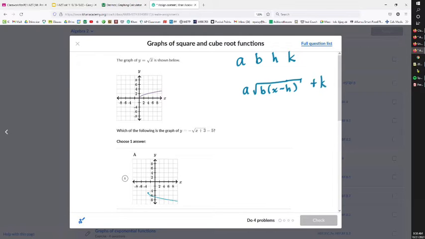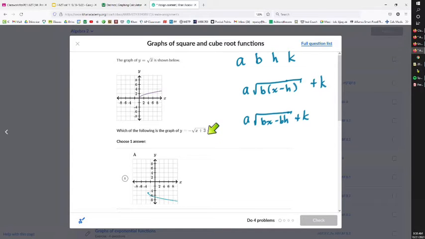Now, this is the really confusing part, guys, and if you get this, then everything is going to be smooth sailing. This B, most of the time, is not factored out like this. Most of the time, the B is inside with the X and the H. But you don't see this. You don't see the B and the H together like that. But you have to know that the B and the H are together like that.